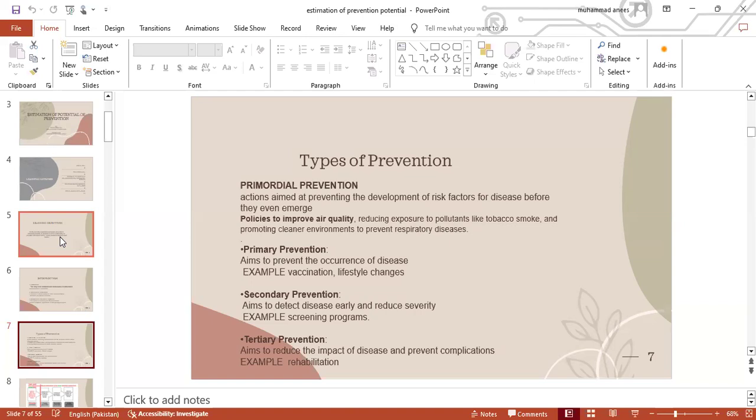Primary prevention aims to prevent the occurrence of diseases. Examples are vaccination programs and lifestyle changes. Secondary prevention aims to detect the disease early and reduce the severity. It includes screening programs. Tertiary prevention aims to reduce the impact of a disease and prevent its further complications. It includes rehab.